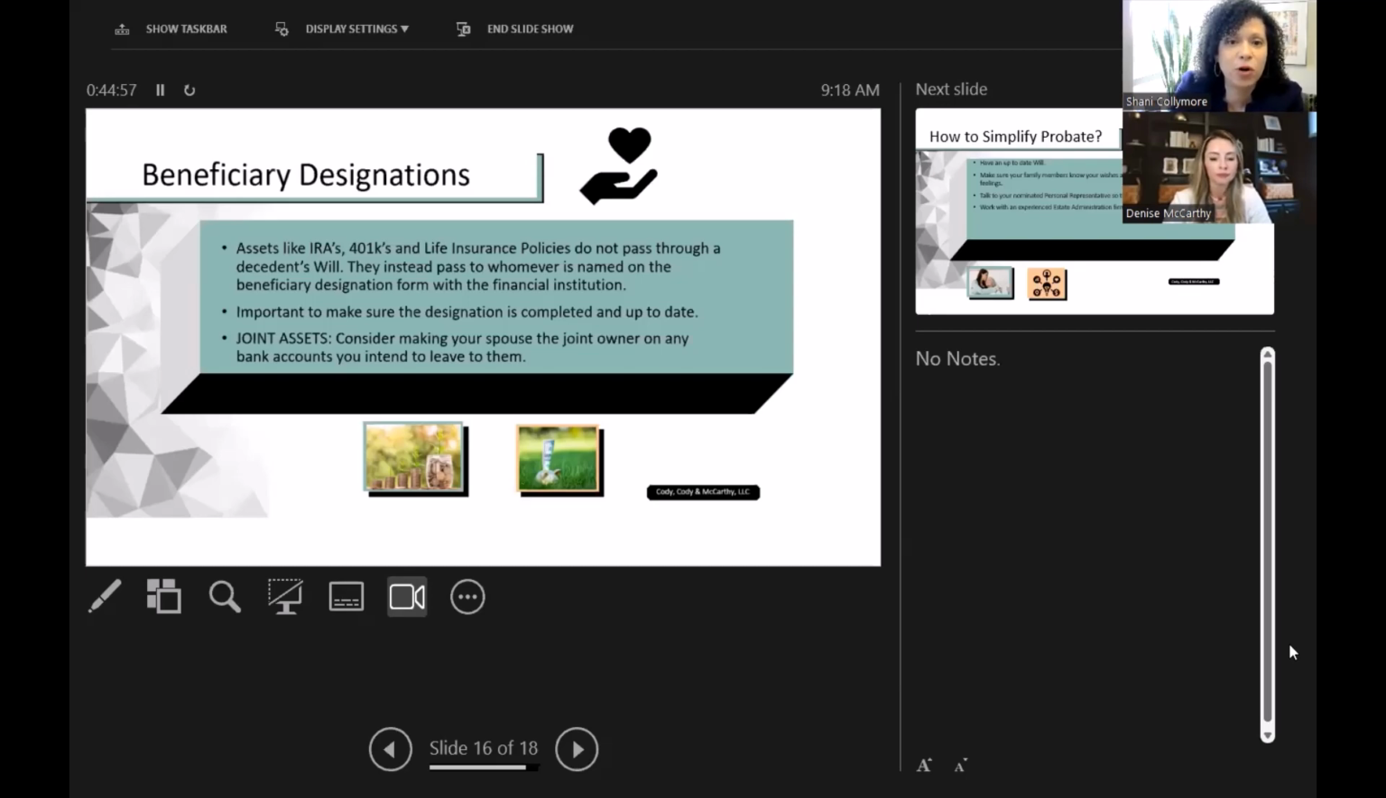Beneficiary designation forms are the second way to try to avoid probate. Make sure things like your IRA, your 401k, and your life insurance, which generally don't pass through a person's will, have a beneficiary designation that is up to date and names the correct people, and that you filled it out. That's another big thing. Sometimes people don't fill out their beneficiary forms on those assets, and they go through probate mistakenly. So it's really important to make sure those are up to date and tied to your estate plan.